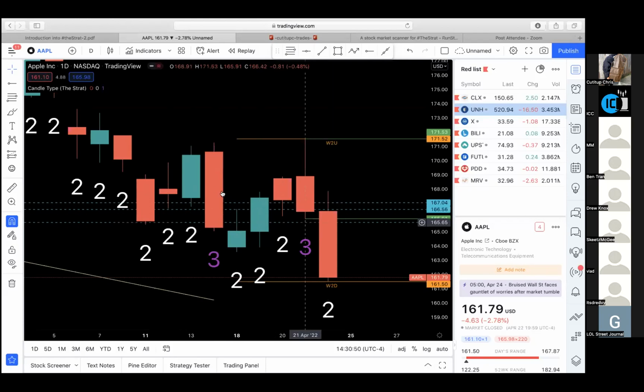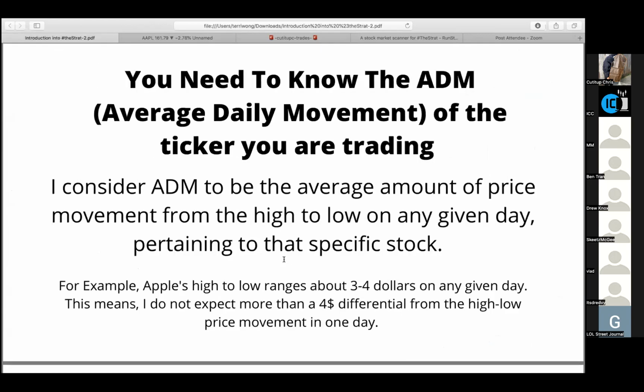So do you guys see a pattern here? Apple on any given day, the differential between the high and the low is about $3 to $5. $6 is a stretch. Let's be conservative and say $3 to $5 on a day. On low volume days, it could move like only $2. So that's something you got to keep in mind when we are talking about targeting.